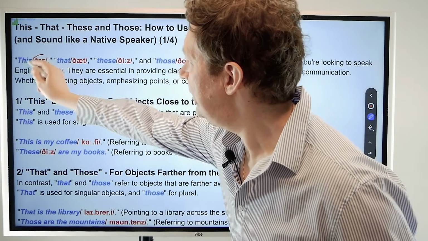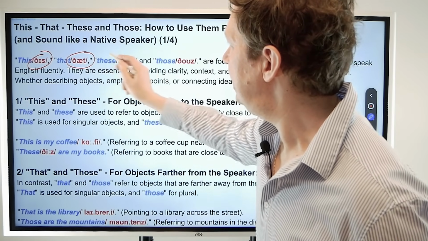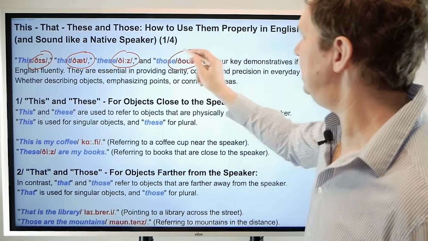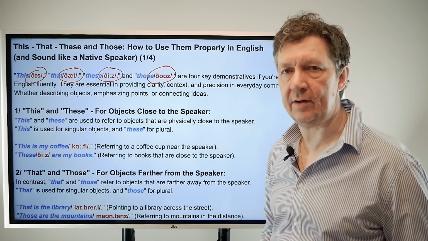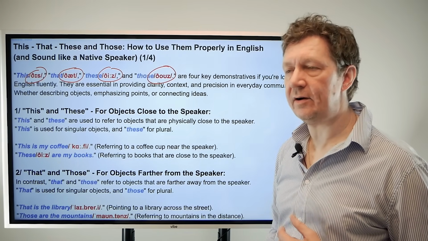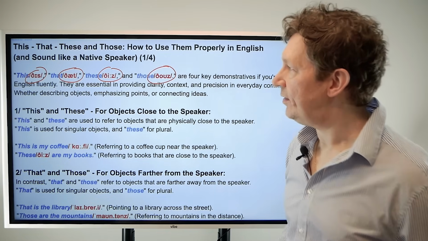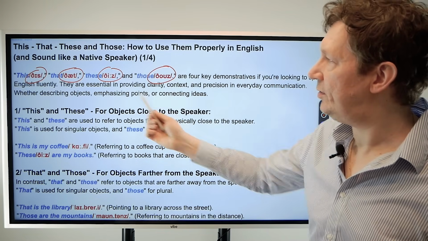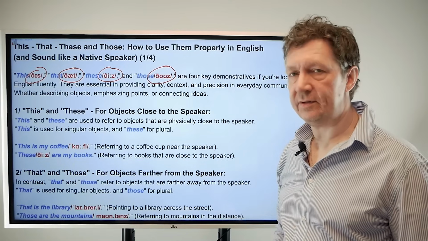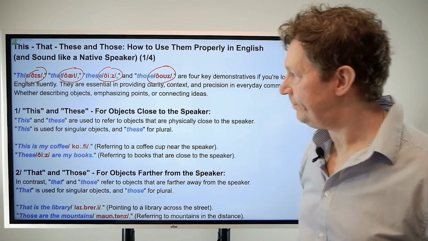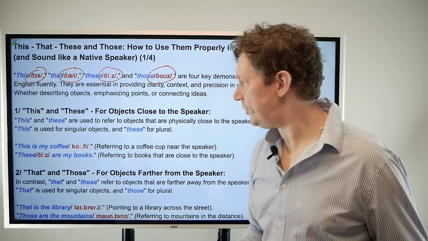You will notice, if you have a look at our pronunciation guide here, that the beginning of the word has the th sound. So it's the teeth on the tongue, th. These, those, this, that. Okay, it's very important to get that right before we start. So, when do we use these words?